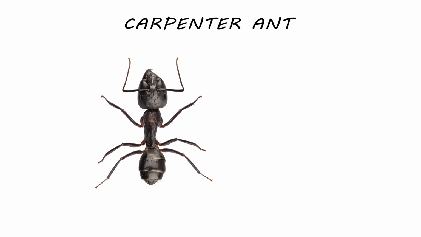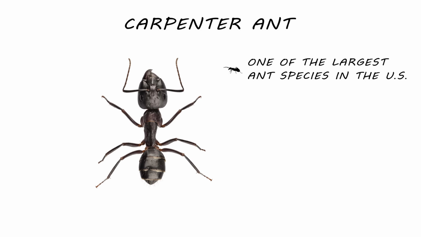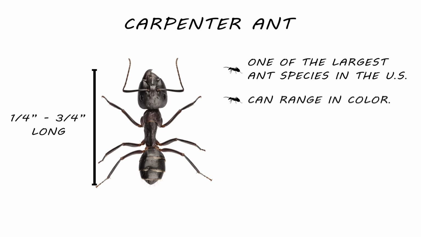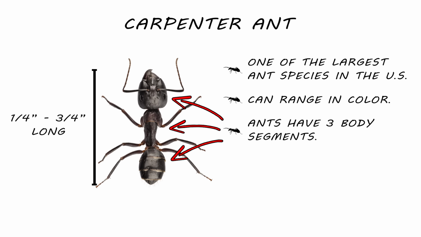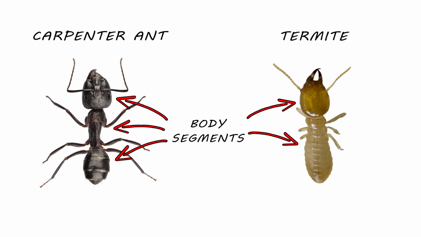First, it's important to identify the carpenter ant. The carpenter ant is one of the largest ant species in the United States, typically between 1/4 to 3/4 of an inch long. They can range in color, but a good tell is the number of their body segments. Ants have 3 segments, where termites only have 2.